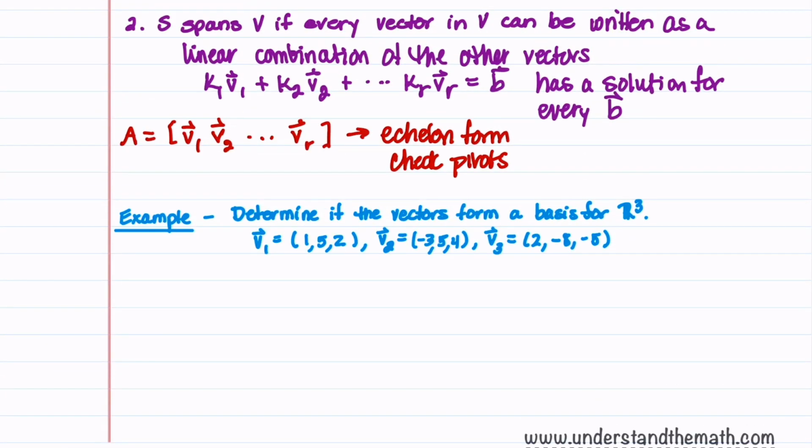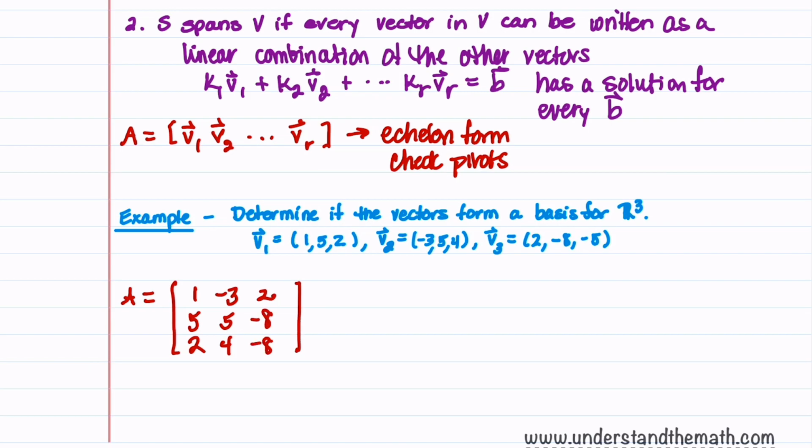Let's now do an example where we have to determine if the vectors form a basis for R3. We already know that e1, e2, and e3 form the standard basis for R3. Now we're going to figure out if these vectors can also form a basis for R3. Our matrix A is going to look like this. We put v1 in the first column, we'll put v2 in the second column, and then we'll put v3 in the third column.